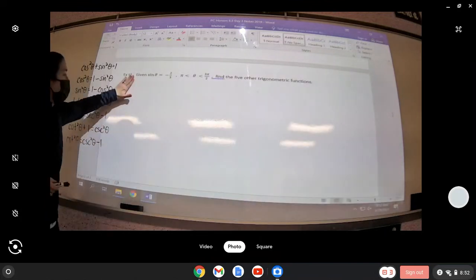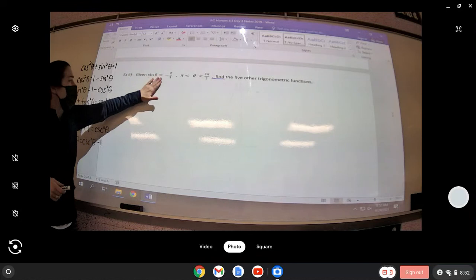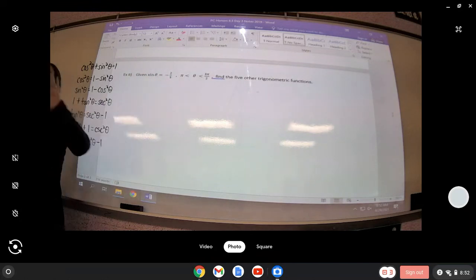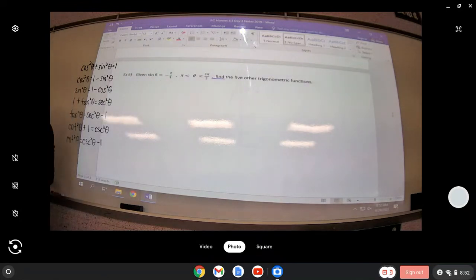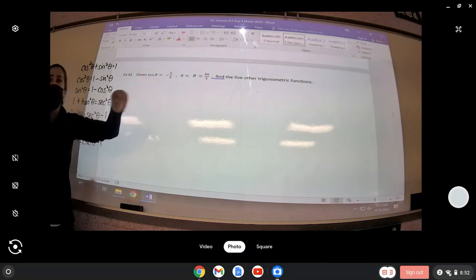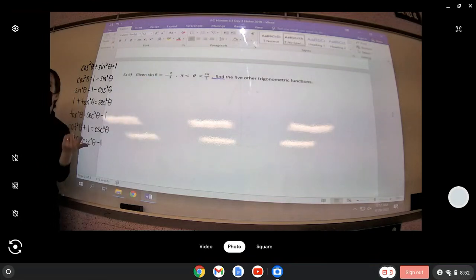So this one says, given the sine of angle theta is equal to negative 2/3. Well, guys, right then and there, they're giving you a clue. If you take the sine of an angle and it has a negative ratio, you know that's not a quadrant 1 or a quadrant 2 angle.